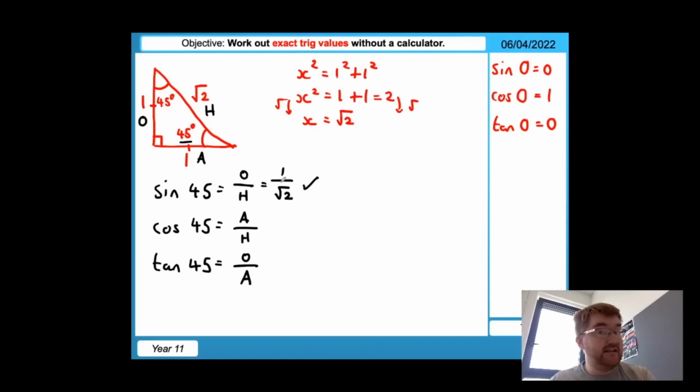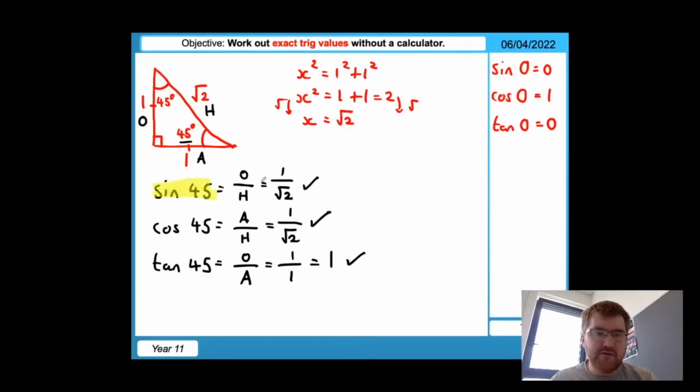This is something that you'll need to learn, or learn these special triangles. Likewise, cosine 45 is equal to adjacent, well that's 1, divided by the hypotenuse, which is root 2. So cos 45 and sine 45 are the same, which is useful to know. And then tan 45 is equal to opposite, which is 1, divided by adjacent, which is 1, so that's equal to 1.